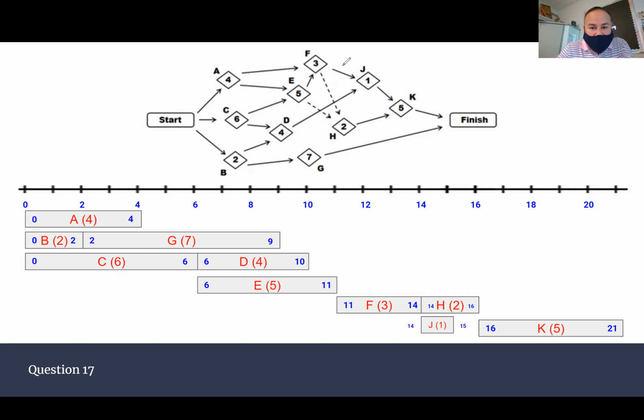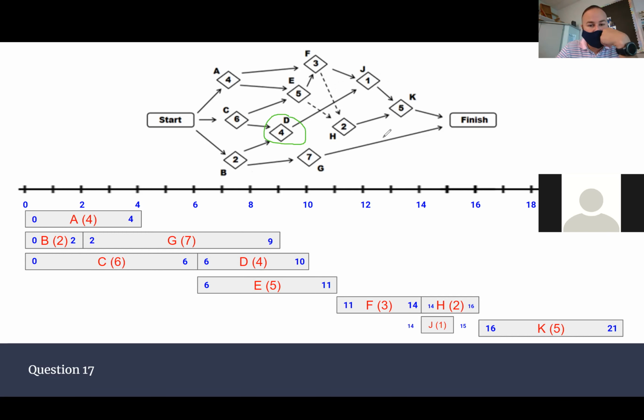What about somebody at home? Let me get somebody at home. Somebody at home, tell me what is a prerequisite for activity D? Destiny, what's the prerequisite for activity D? So C is one. What's the other one?